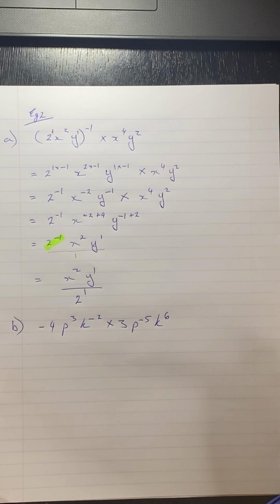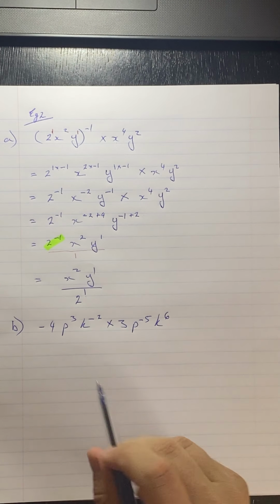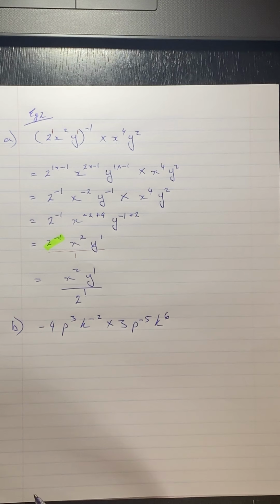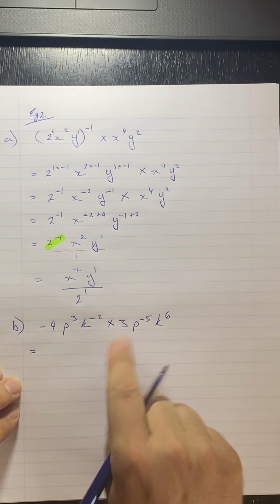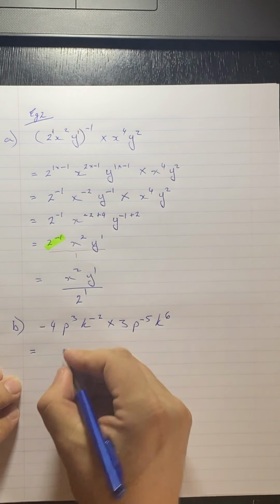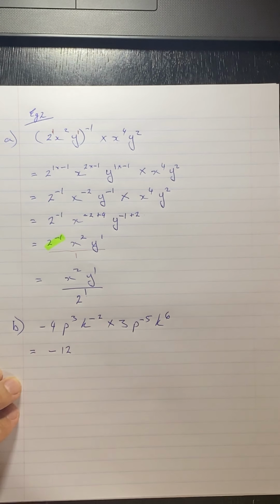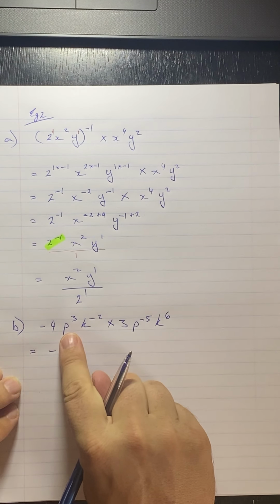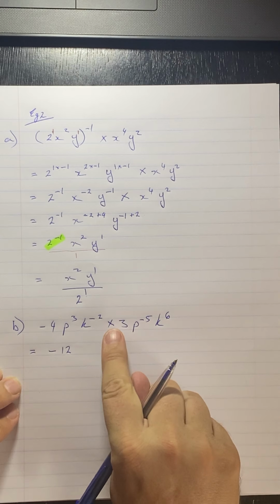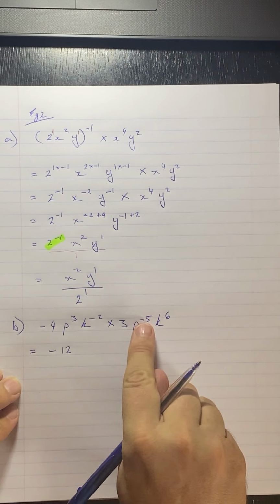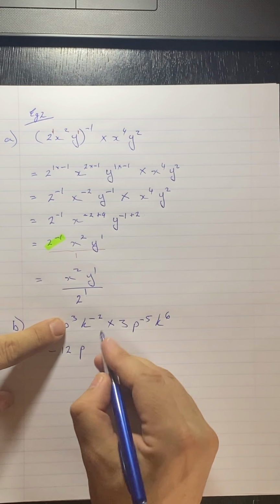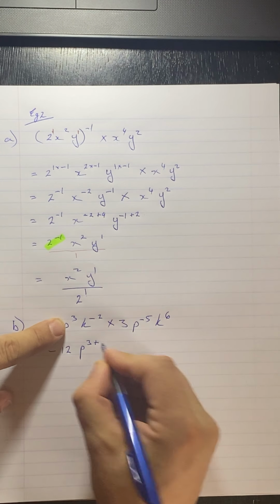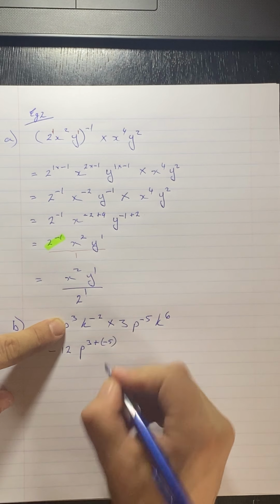So first of all, I'm going to apply law 1, where bases are the same and we're multiplying, we add the exponents. Also, I'm just going to do numbers with numbers. And what I mean by that is the minus 4 multiplied by 3. We know that minus 4 times 3 is minus 12. Okay, now let's have a look at the p. We have a p there and a p there, and we're multiplying, so we need to add those two exponents. So this is going to be p. Now, grade 9s, watch how I do this. It's going to be 3 plus minus 5.